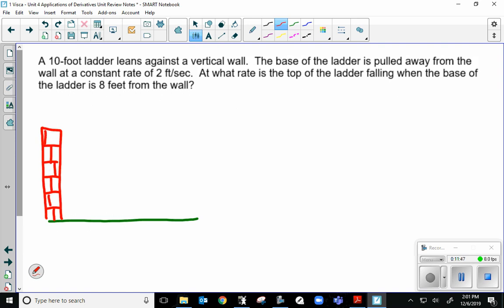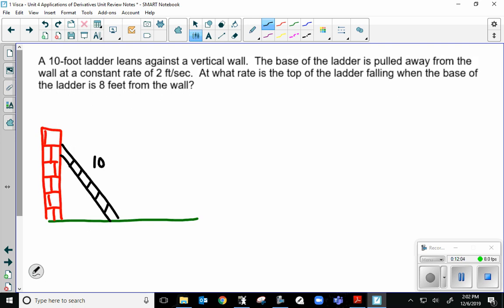Okay. And we have a 10-foot ladder. I know this is a 10-foot ladder. Now it says a 10-foot ladder. Let me gather all my information here.